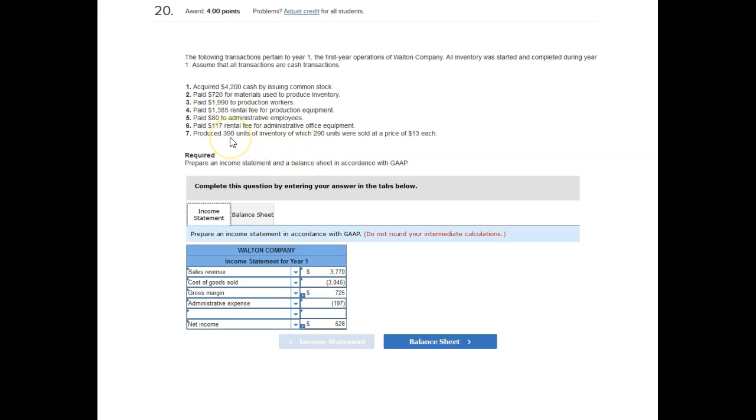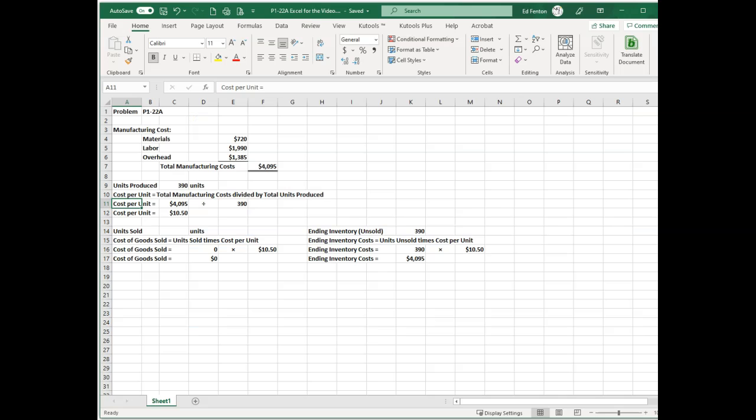So we've already used the 390. We use that total units produced divided into total manufacturing cost to get our cost per unit. Now let's use the cost per unit down here and take that times units sold, and that's going to give us the cost of goods sold.